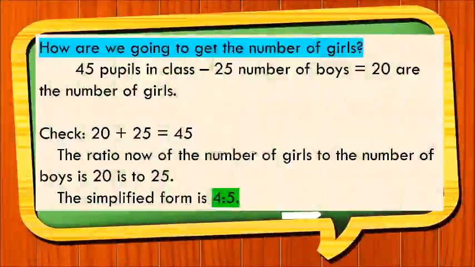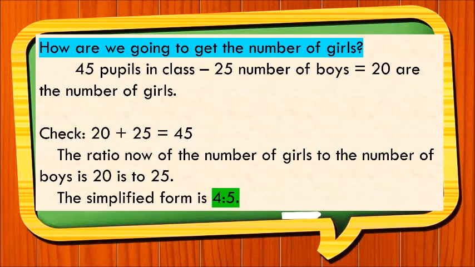So if we have 45 pupils in the class, then you have 25 boys. So what operation are we going to use? We use subtraction. What are we going to subtract? We remove 25 from 45, and the difference will be the number of girls. So 45 minus 25 is equal to 20. What is 20 now? That is now the number of girls.